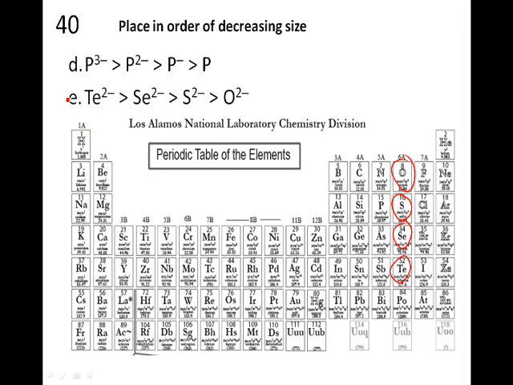Well, it appears I wasn't quite done with number 40. So here, 40D, and once again you'll notice that the more electrons we add, the greater the size, the greater the atomic radius or ionic radius. And then tellurium, selenium, sulfur, and oxygen are all in the same family. And so tellurium just has a lot more electrons, so it's going to be larger.